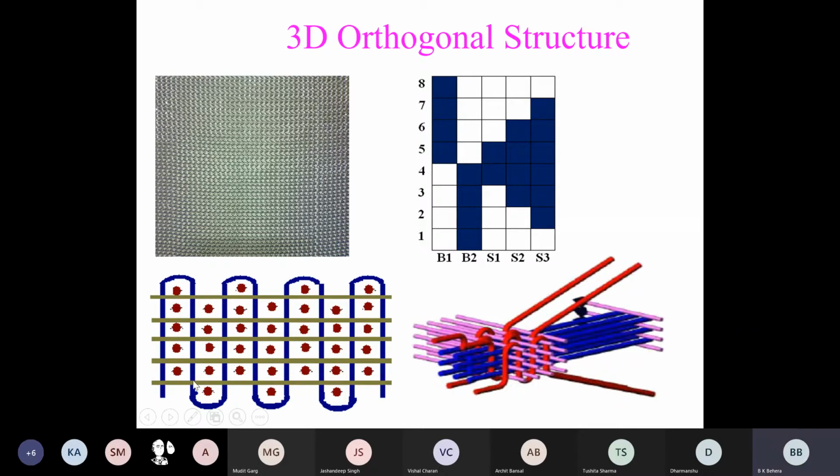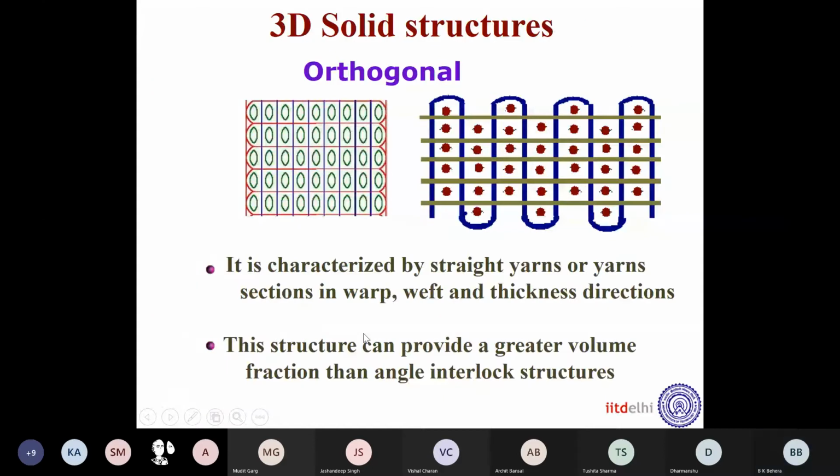So they are basically multi-layer fabrics, as you can see here. Here it is a 5-layer fabric, and there is no space in between. That's why we call these fabrics solid structures. So they are thick, they are solid, they are multi-layer, and all the three component yarns are 90° to each other. That's called 3D orthogonal structure.